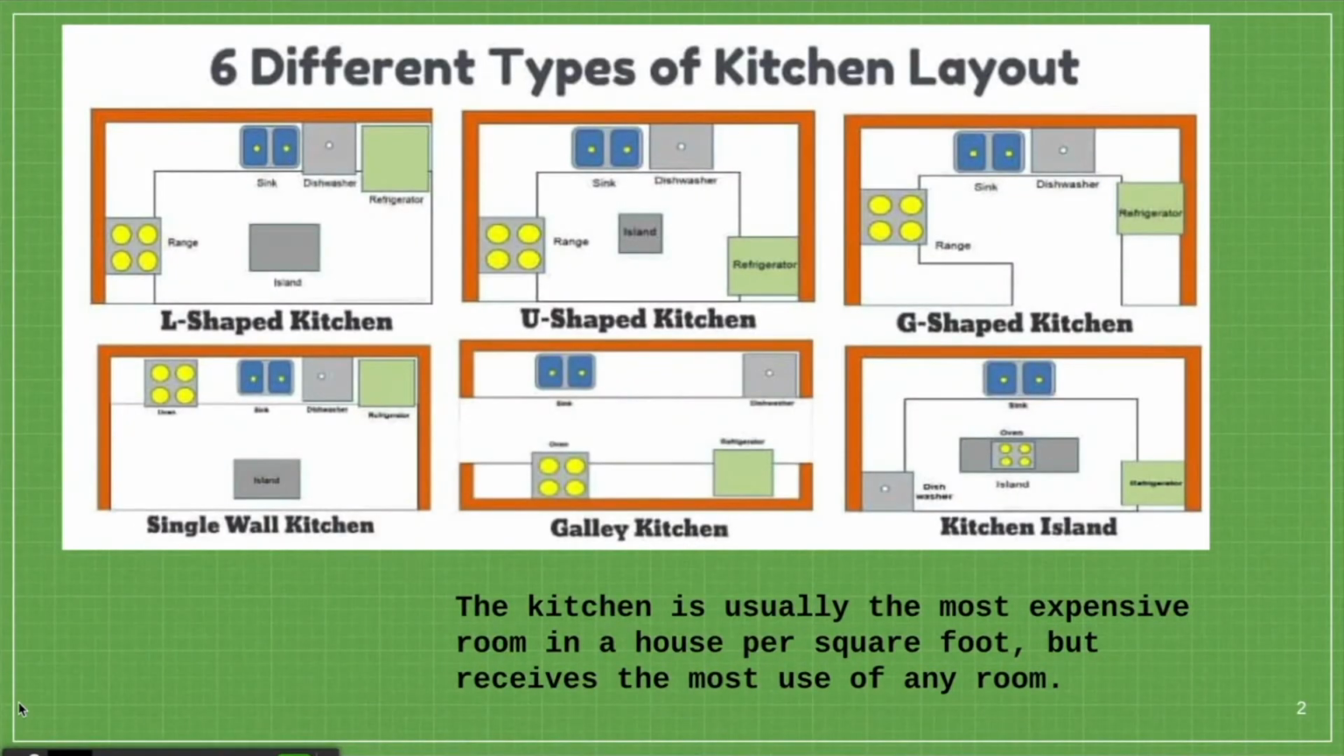So the first thing you've got to be aware of is that there are generally 6 different types of kitchen layouts. There can be some variations to these, but there are 6 main ones. I'll go through these a little bit later in the presentation also, but there's L-shaped, U-shaped, G-shaped, a single wall, galley, and a kitchen island. The kitchen is usually the most expensive room in the house per square foot, but it's used the most out of any room in a house as well.